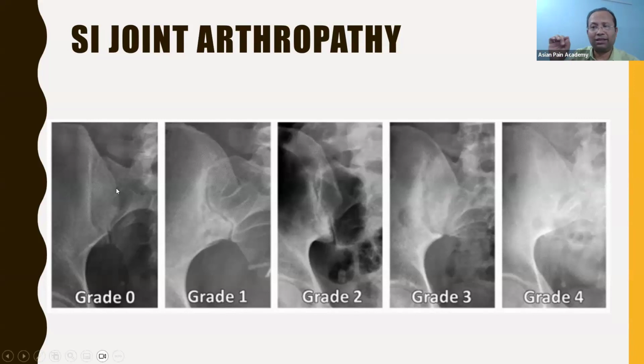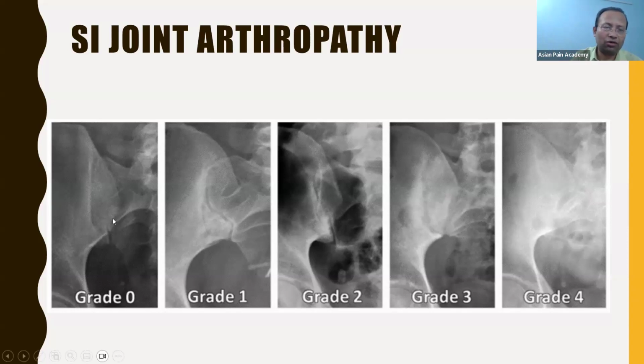Sometimes the margins are fused, or there is some sclerosis around the margin. Sclerosis means fat deposition. So fat deposition around the margins is a sign of degeneration, and that is expected. Sclerosis doesn't mean that the joint is painful. Even the erosion also doesn't mean that the joint will be painful, but it is confirmed that this joint has arthropathy. This is not a normal joint.